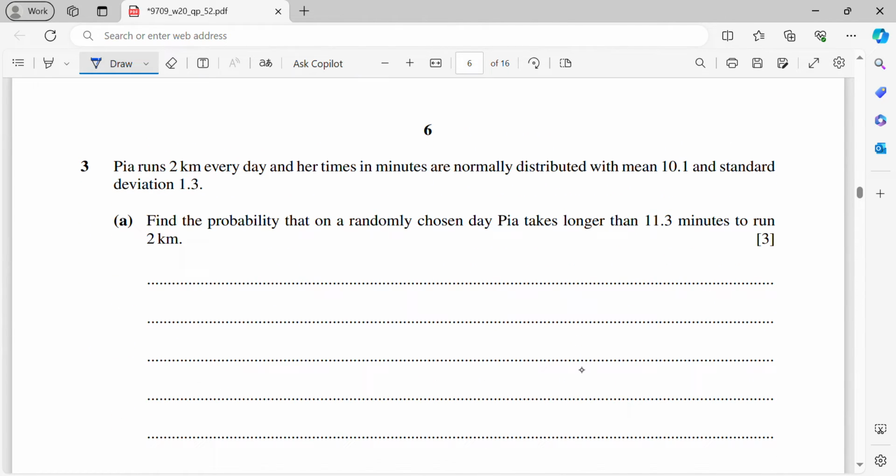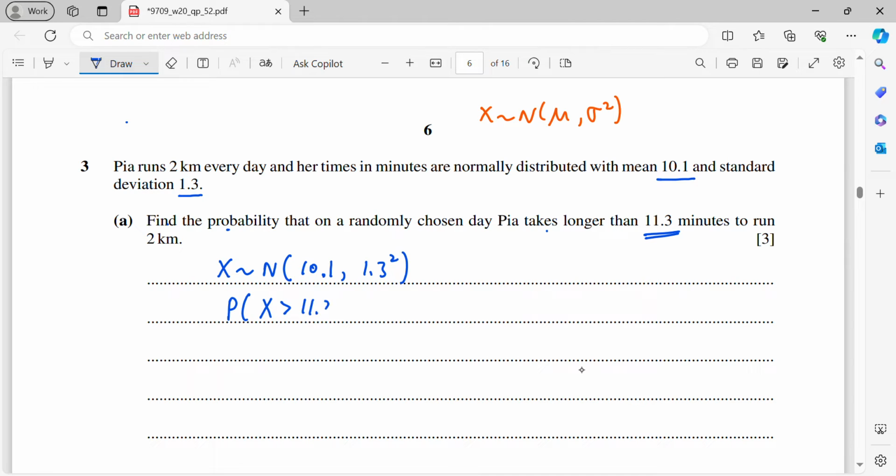Now, question number 3. Pia runs 2 km every day and her times in minutes are normally distributed with mean 10.1 and standard deviation 1.3. So now X is normally distributed. That means X is the time. So here 10.1 and 1.3 squared, because our normal distribution is always mu and sigma squared. Sigma squared is the variance, and now you are given standard deviation 1.3. Therefore, the square of the standard deviation will be the variance. Now, find the probability that on a particular day Pia takes longer than 11.3 minutes to run 2 km. So P(X > 11.3).